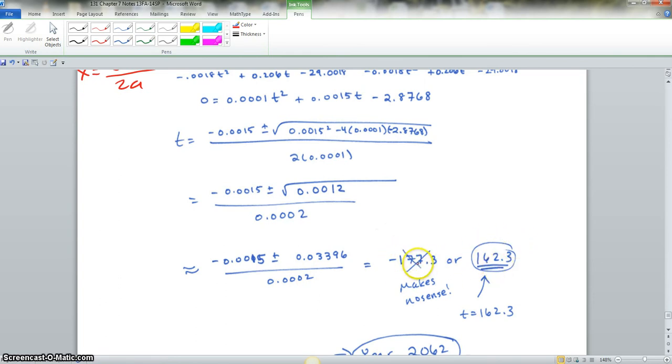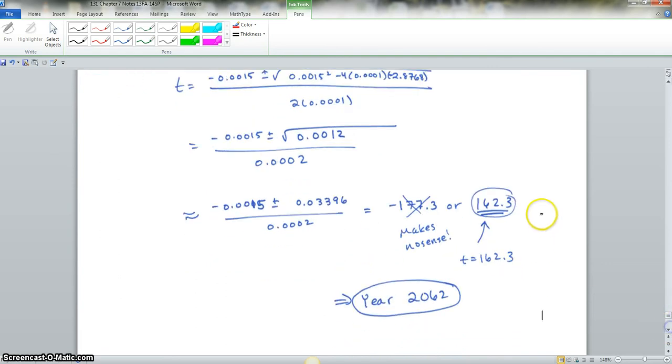We know the negative would make no sense because that would take us back in time. So we have 162.3, and remember that is from the year 1900. So we would add this value to 1900, and it would give us approximately the year 2062. And this is how we prove it by hand, and we're done.